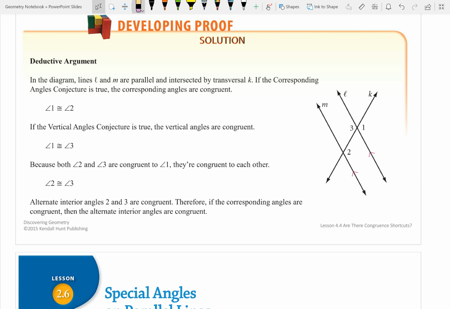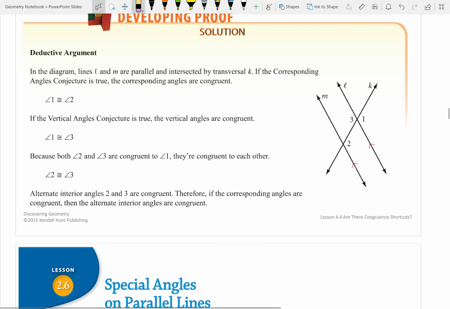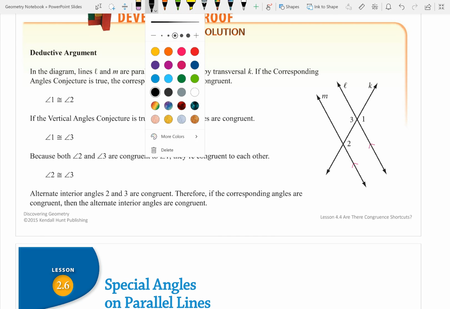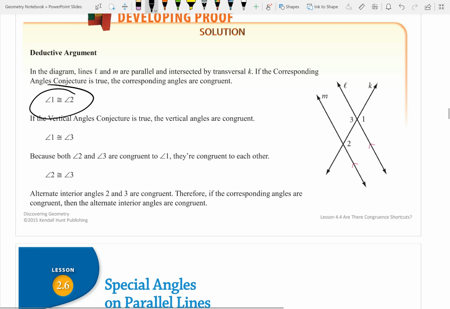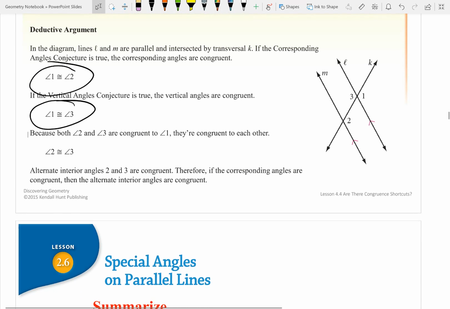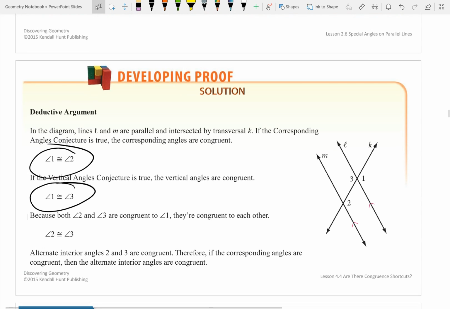Okay? And so basically, we're going to say, okay, I know angle 1 is congruent to angle 2 because they're corresponding angles. And I know that angle 1 and angle 3, because they're vertical angles, are congruent. Because they're both congruent to angle 1, they have to be congruent to each other. Therefore, I've shown that alternate interior angles are congruent. And there we go. That's a deductive argument.